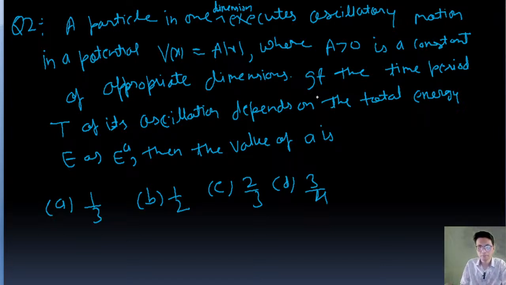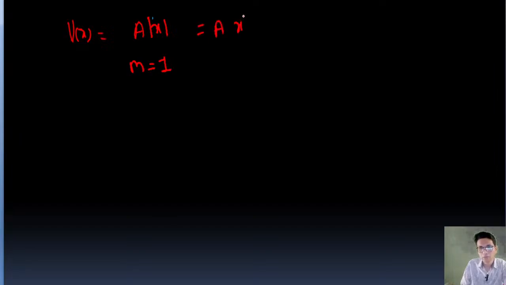So I'm going to solve it by a trick. We have the given potential V(x) equal to A|x|. From here we can see what the power of x is. We just need to check the power of x. So the power of x is 1. So m equals the power of x, that is, m equal to 1. We can write this as A x to the power 1.